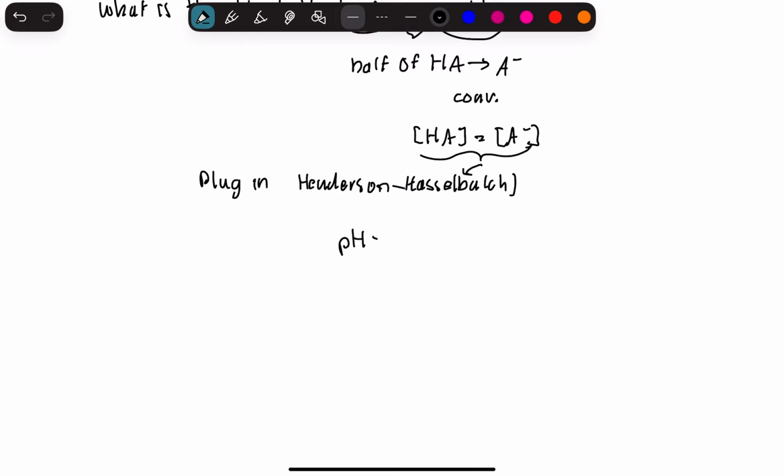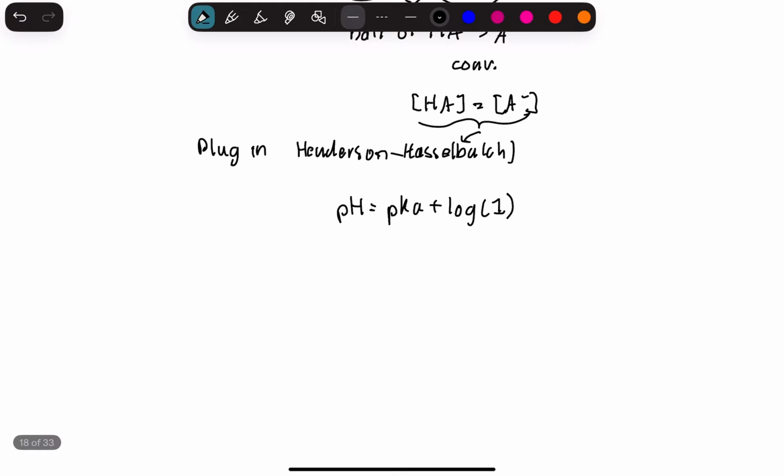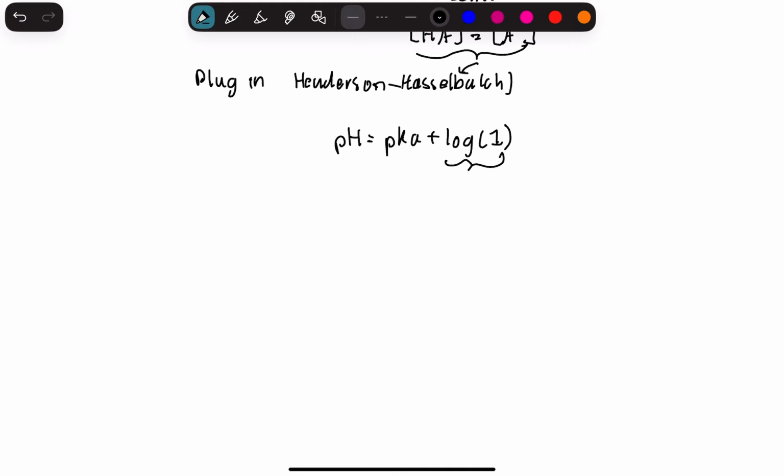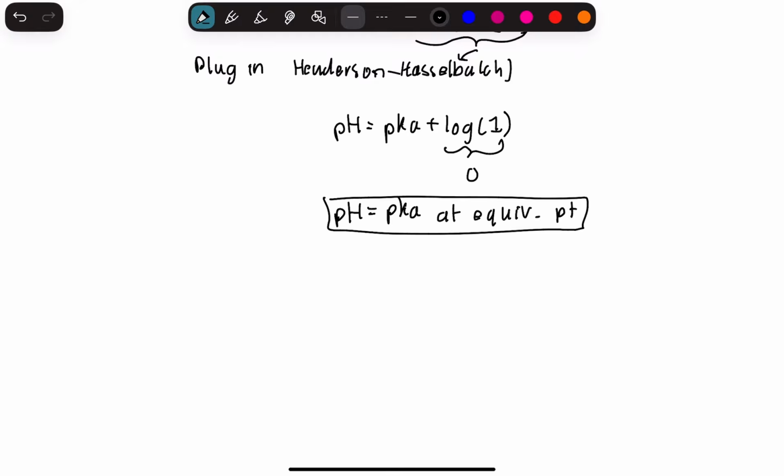This is going to look like this: pH is equal to pKa plus log of 1, because when you have the ratio of something over the same thing, it's just going to equal 1. Then you evaluate this: the log of 1 is equal to 0. So your final answer is that pH is equal to pKa at the half equivalence point. And that's how you read the pKa off of the titration curve.